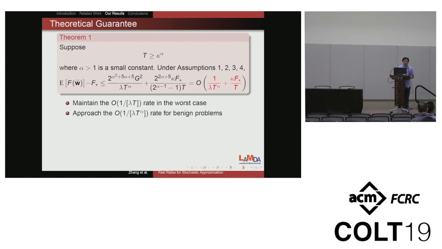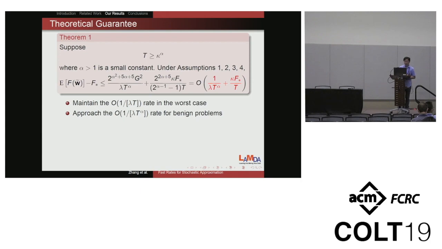Okay, for this algorithm, we can show that it has the following theoretic guarantee. When T is larger than kappa to the power of alpha, where alpha is some small constant that's larger than 1, we can show that in expectation, the X risk is on this order. We assume alpha is small, because we have an exponential dependency on alpha in our bound. So when it is small, the rate is 1 over lambda t to the power of alpha plus kappa epsilon over t. So it maintains 1 over lambda t rate in the worst case, but it could approach 1 over lambda t to the power of alpha rate when epsilon is small.